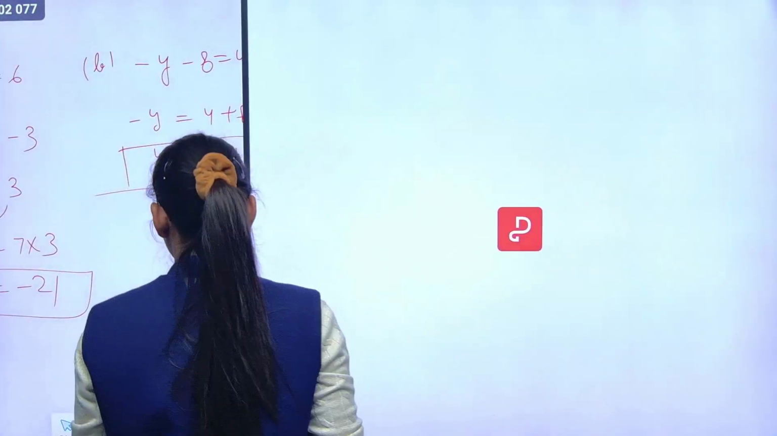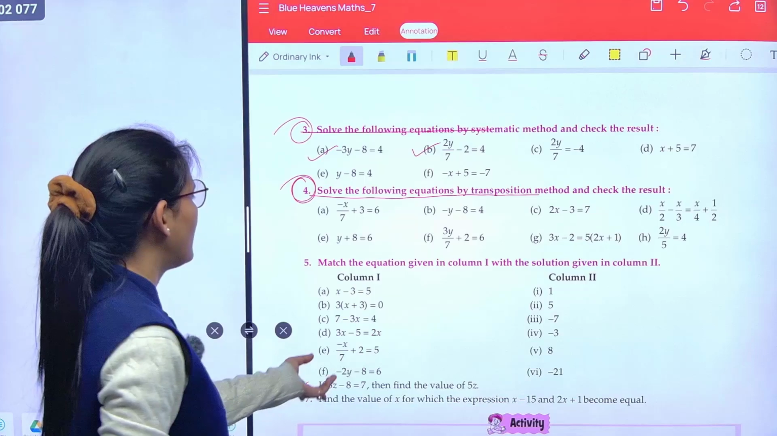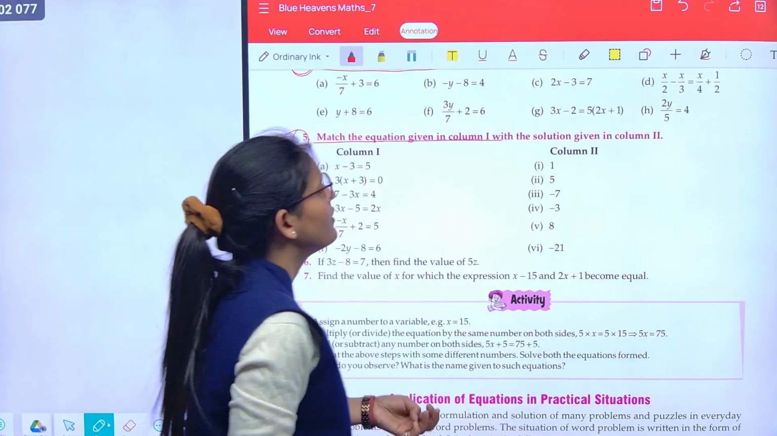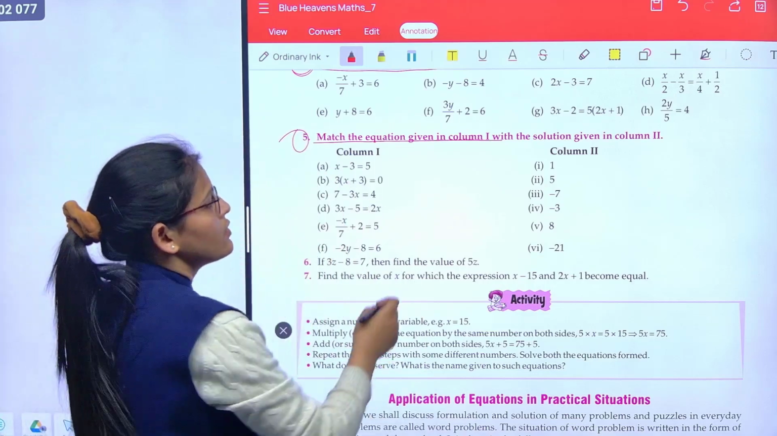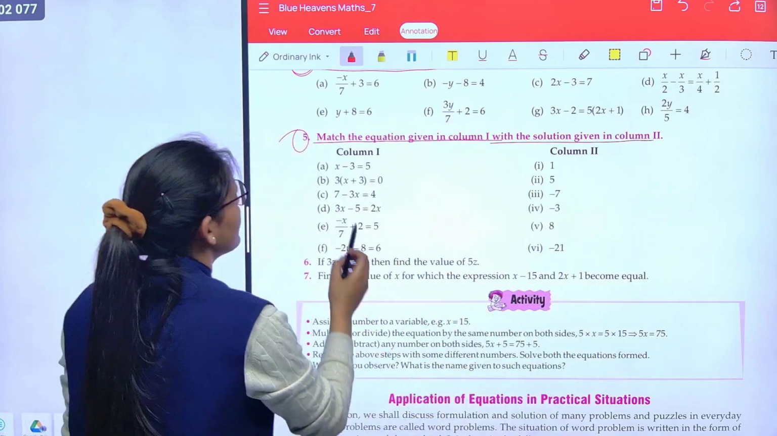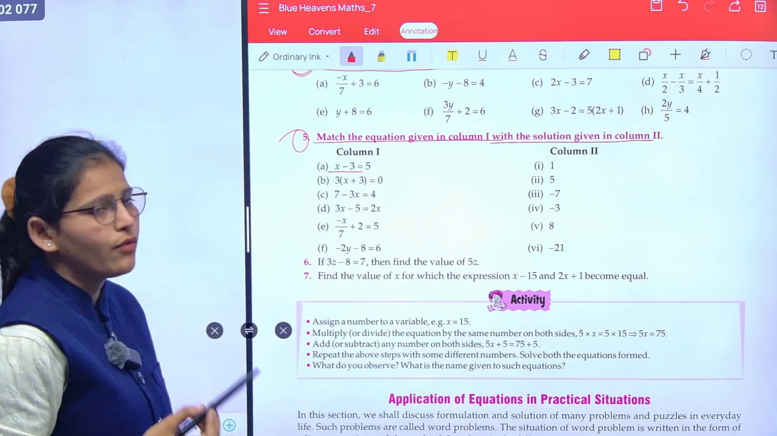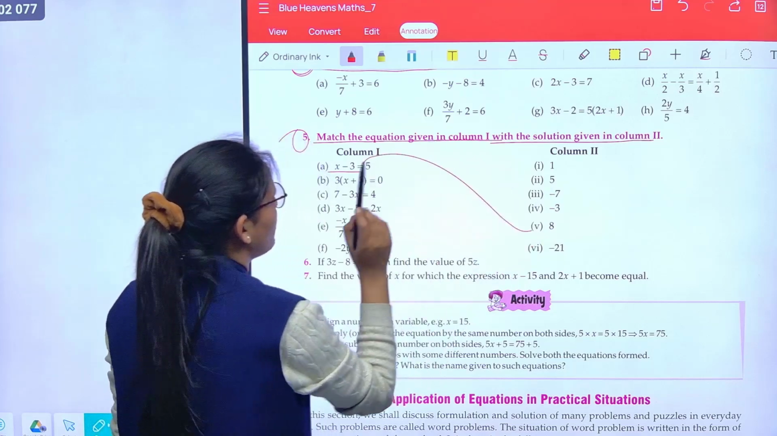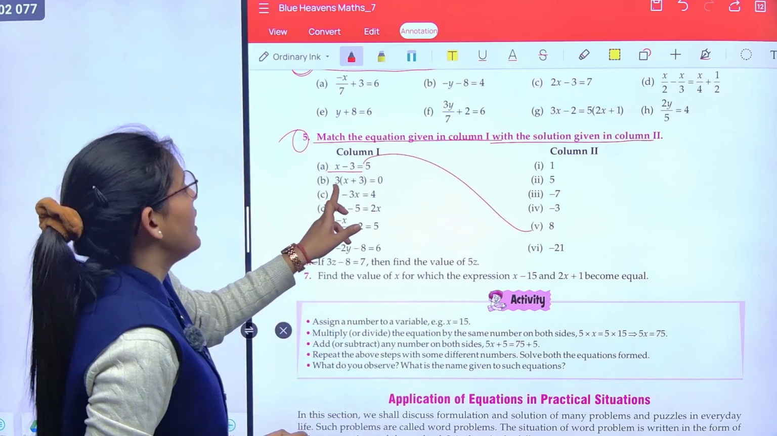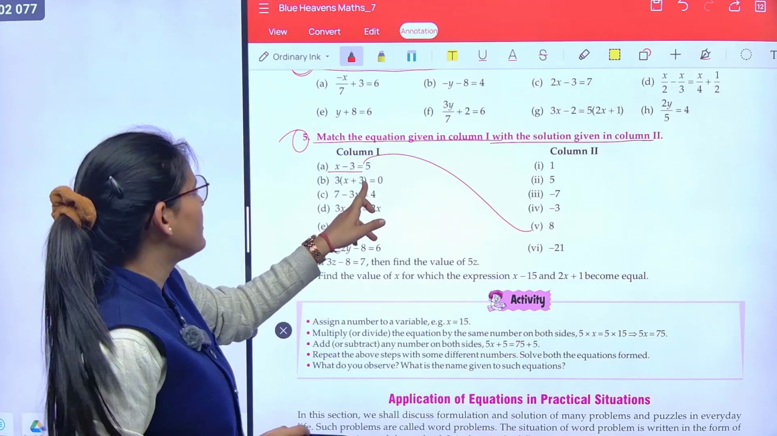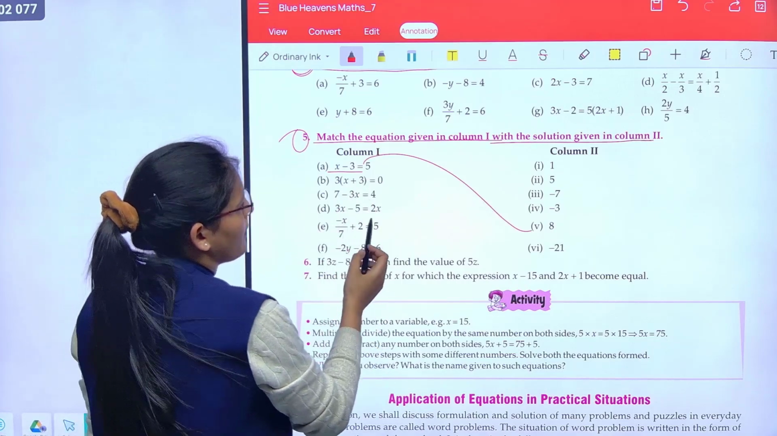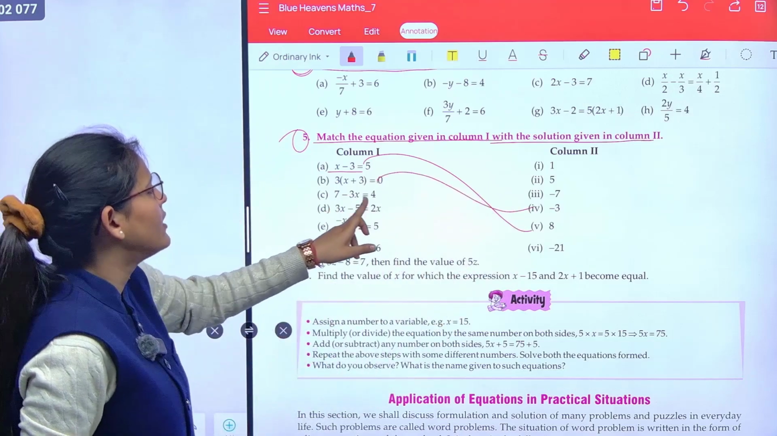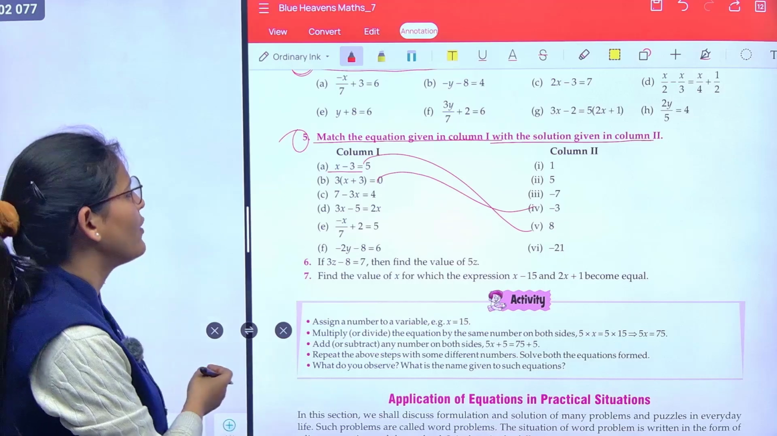I hope these questions are clear to you. Now rest of the parts do yourself. Come on, question number 5 class: match the equation given in column first with the solution given in column second. Class, x minus 3 is equal to 5, plus, this goes here and becomes plus, so 5 plus 3 is 8, so x is equal to 8. Now class, 9: here what will happen, 3x plus 3, 3 3s are 9, so class, what will be the value of x here? Minus 3. Now here this is plus, it goes here and becomes minus, so x is equal to 1.